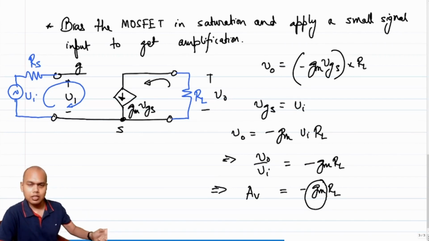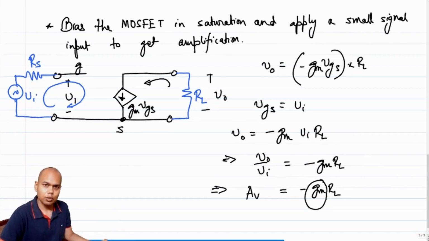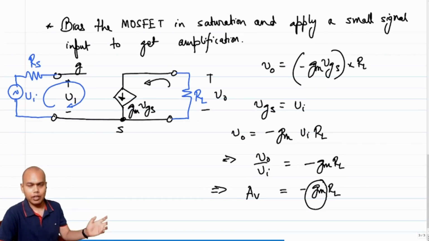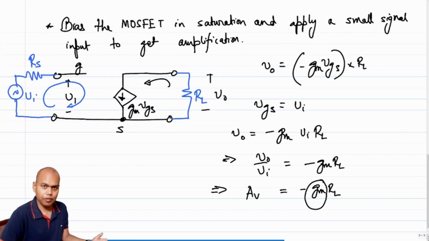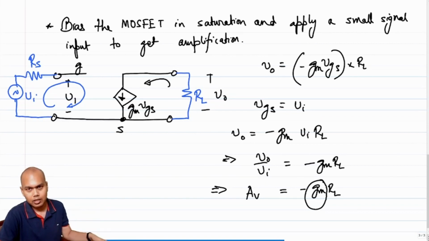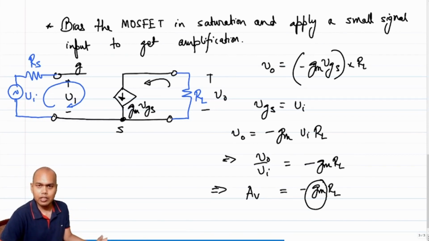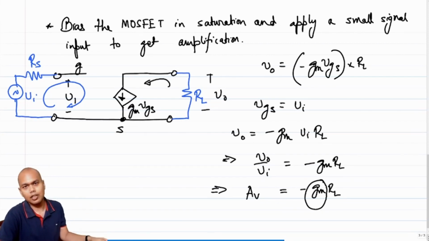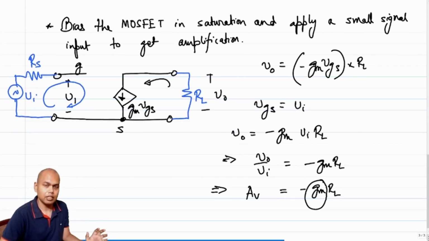We can tweak the GM. We can design the GM to suit our purposes by changing the W over L, the aspect ratio of our device, or by changing the overdrive of the device, that is VGS minus VTH. And note that this VGS minus VTH, or the overdrive, are quiescent parameters, right? These are the quiescent voltages at which our MOSFET has been biased.